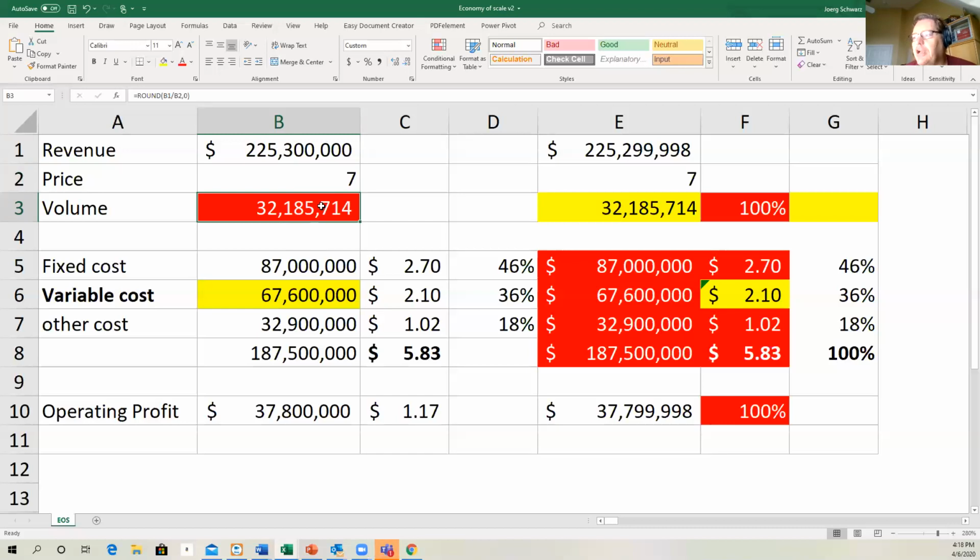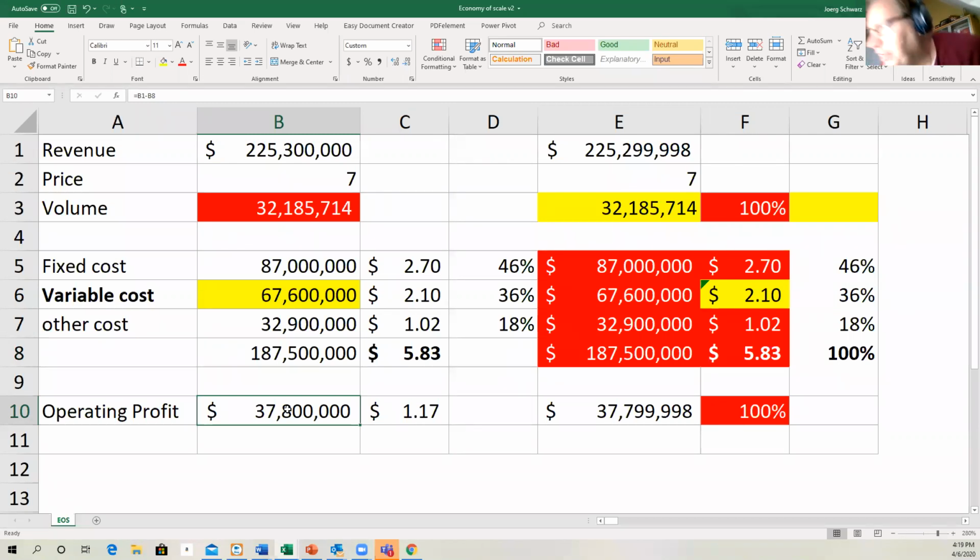What I see in the income statement also is the fixed cost of $87 million and a variable cost of $67.6 million. I also see other costs of $32.9 million for a total of $187,500,000 in cost. And when I take revenue, 225 million minus cost, I get the operating profit. Okay, so far so clear.